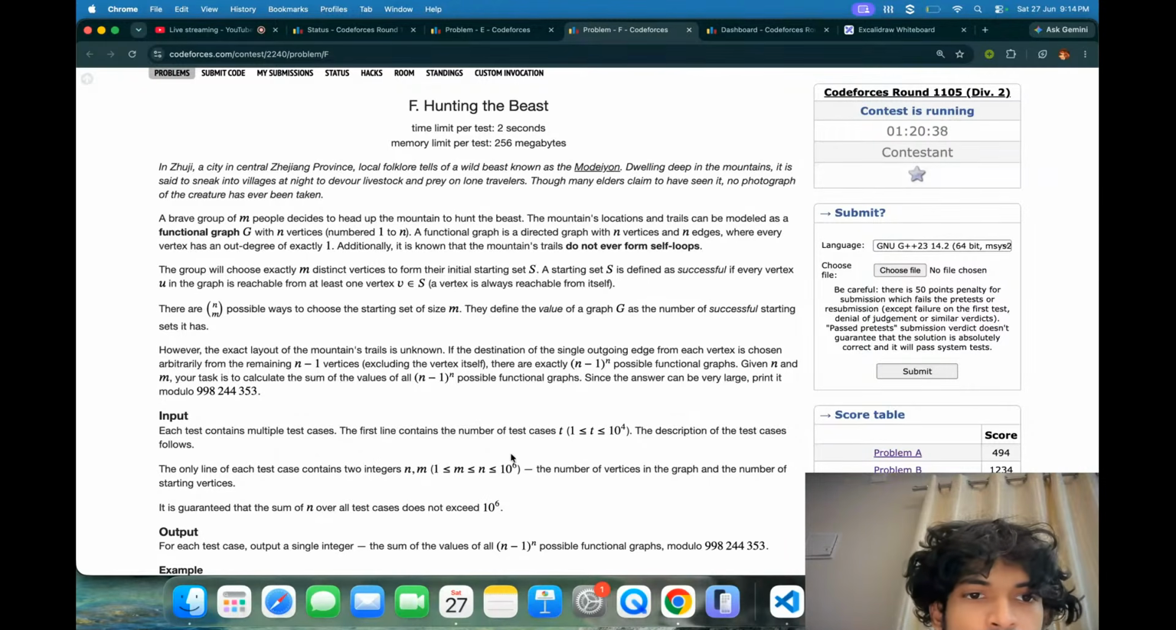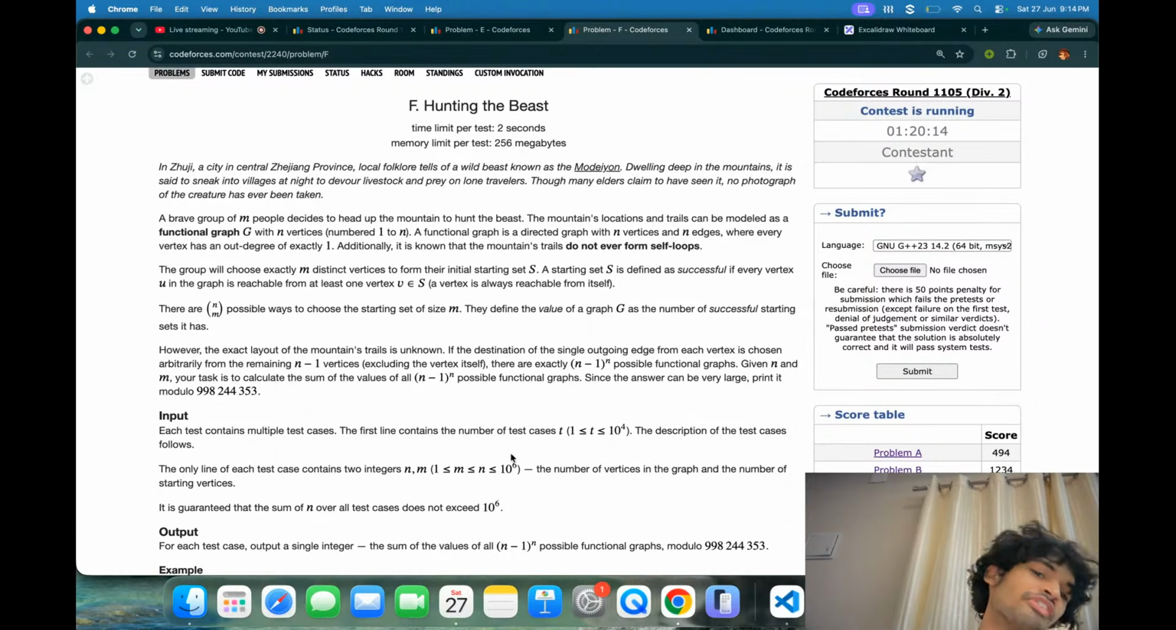However, the exact layout of the mountain trails is unknown if the destination of the single outgoing edge from every vertex is chosen arbitrarily from the n minus 1 vertices excluding the vertex itself. There are (n-1)^n possible functional graphs. Given n and m, your task is to calculate the sum of the values of all (n-1)^n possible functional graphs. Since the answer can be large.